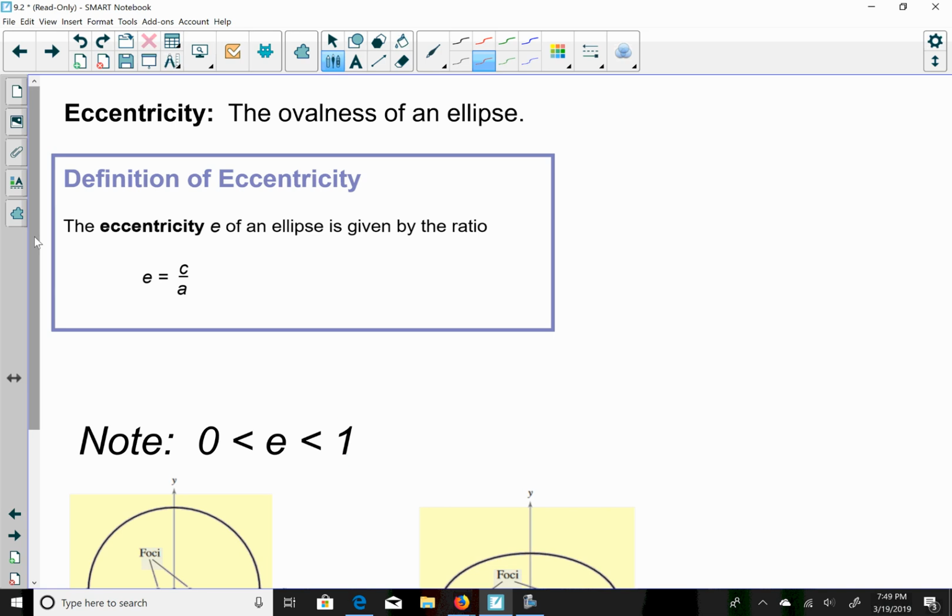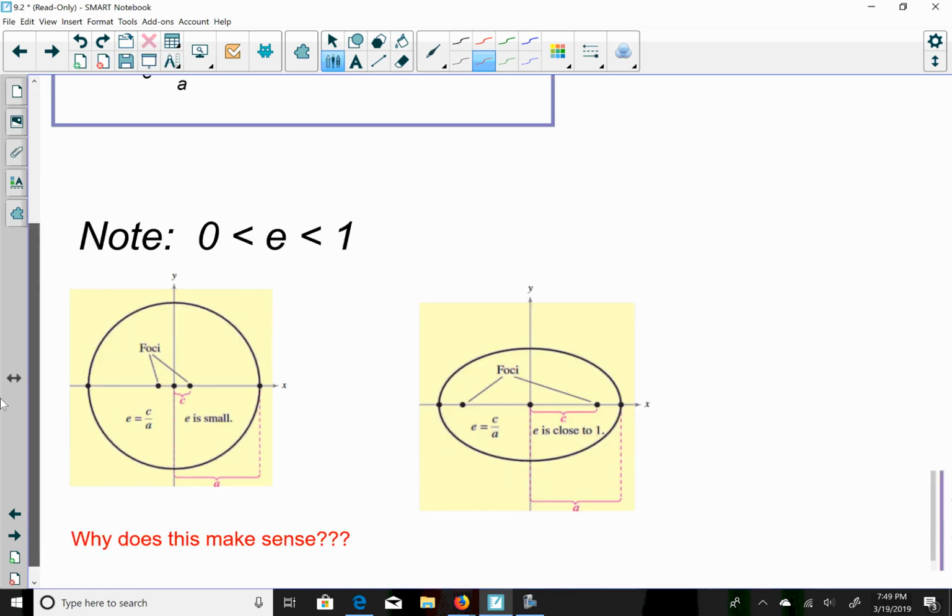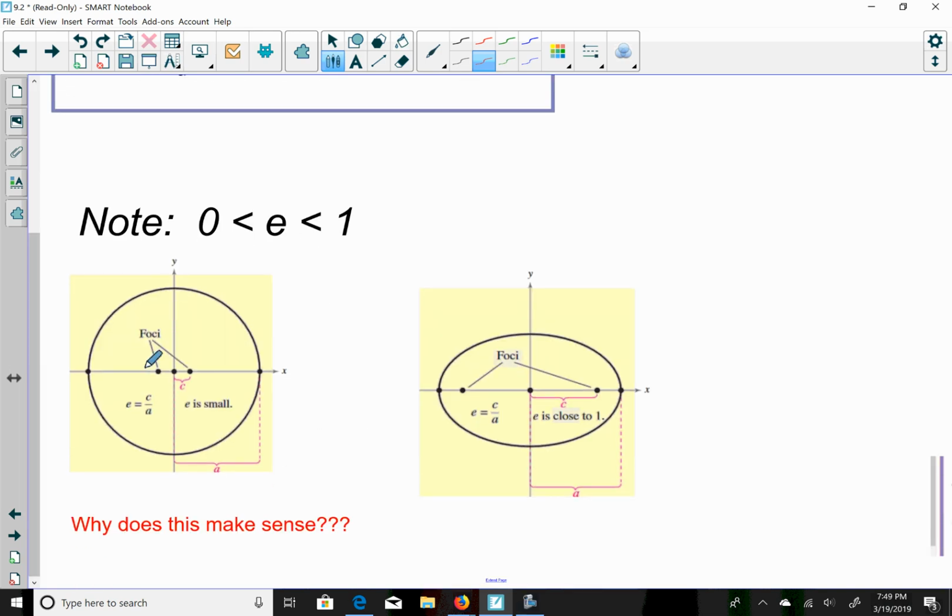Let me say this first. The smaller e, the closer my eccentricity is to 0, that means the closer my foci are to the center, which means it's going to look more circular. The closer my eccentricity is to 1, that means the further away my foci are from the center, which means it's going to be more elliptical.